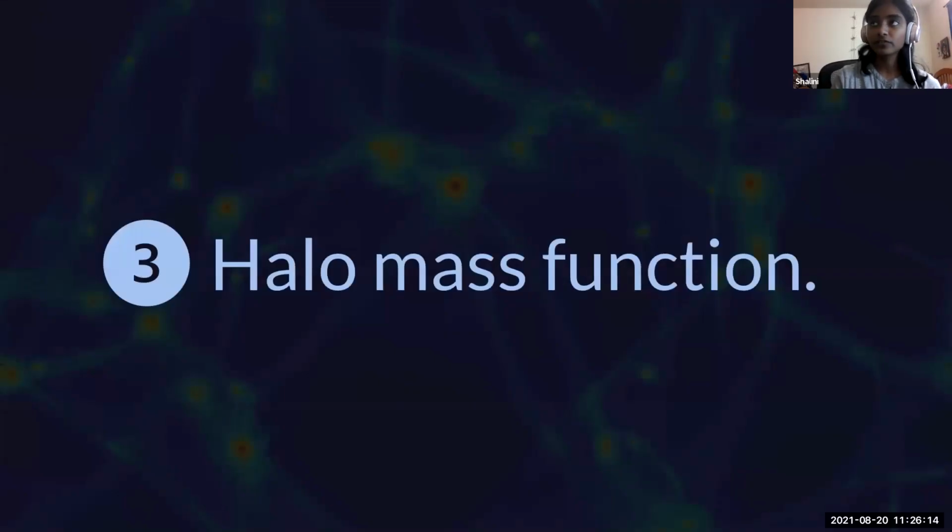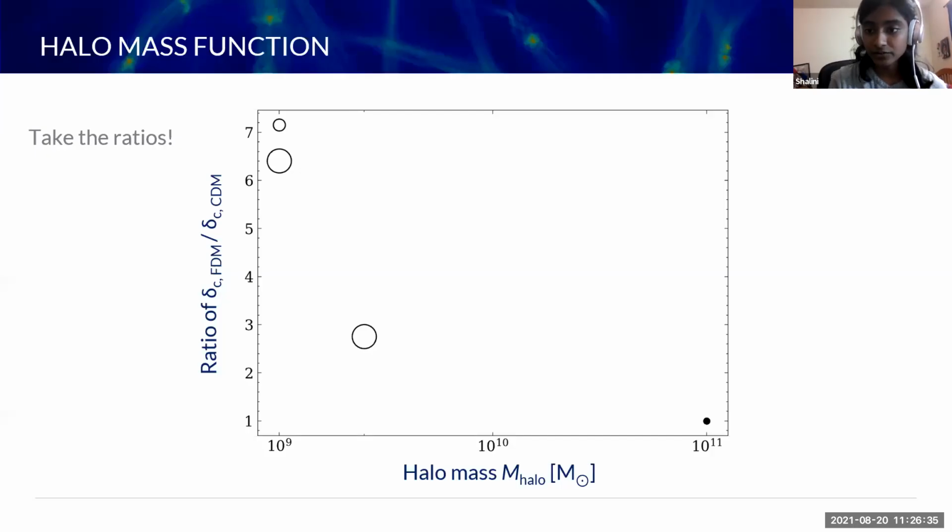But what do these critical overdensities actually tell us about small scale structure formation? What does it really mean when it comes to predicting the numbers of satellite galaxies compared to the cold dark matter case? And for this, we need to look at the halo mass function. So we'll take the ratios of the critical overdensities in the fuzzy model to the cold dark matter case, which is exactly what we've done here. And then for lack of more data points, notice that we've added another guess point at 10^11 solar masses, where we estimate that ratio to be 1. And for now, this is okay because at very large scales, we expect cold dark matter and fuzzy dark matter to behave very similarly.